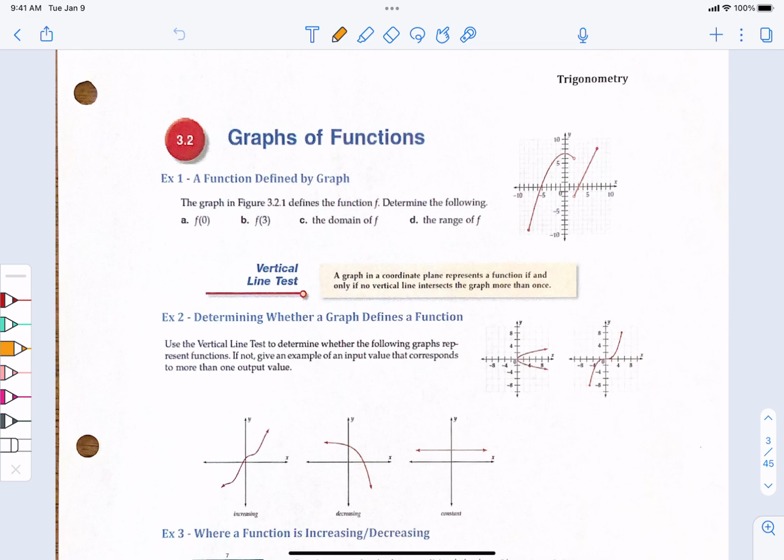This is section 3-2. The homework assignment for this is a worksheet again. Yay, we're out of the book. I told you that, right? Graphs of functions. I'm going to wait to give it to you for a little while though, okay?